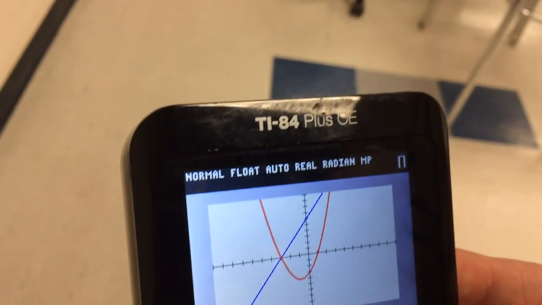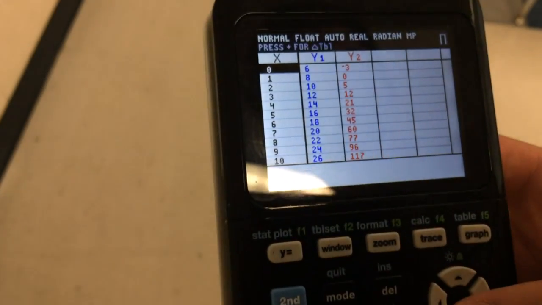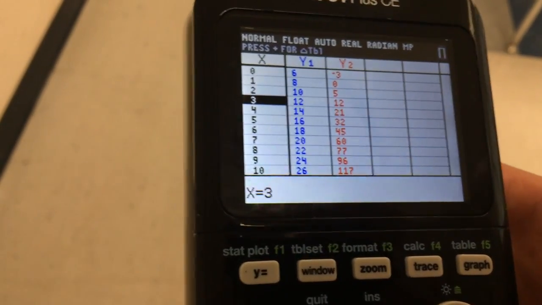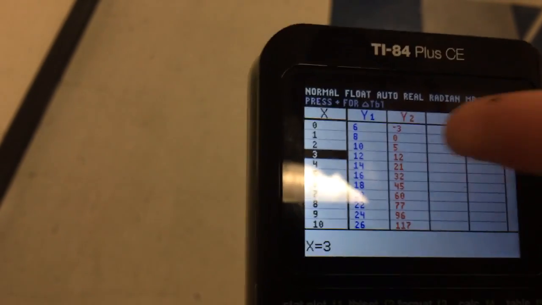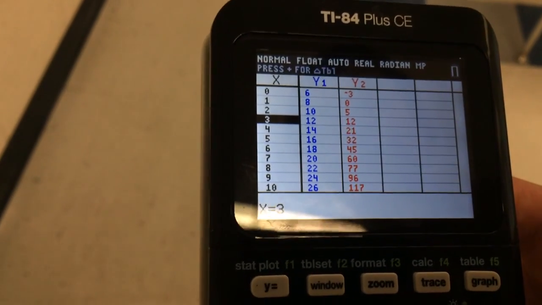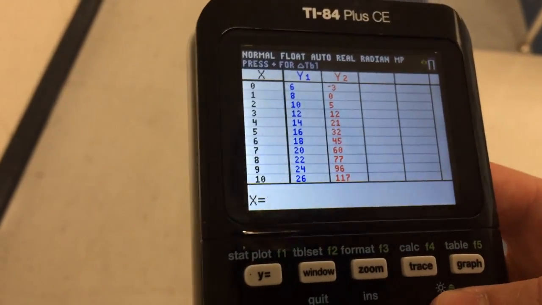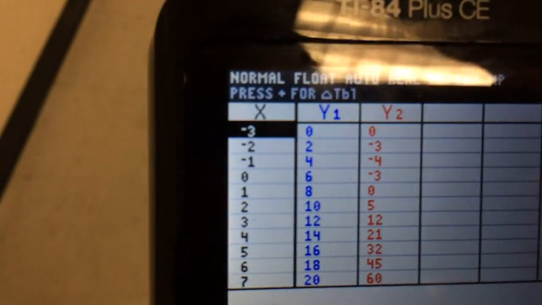Another way to look at these with the numbers is to type in second graph, and you'll find your solutions by seeing from the y1 and the y2 list which match. So we see that one solution is 3, 12 because in list 1 it's 12, and in the second list it's also 12. And then another solution I noticed was in the negative, and that's at -3, 0.